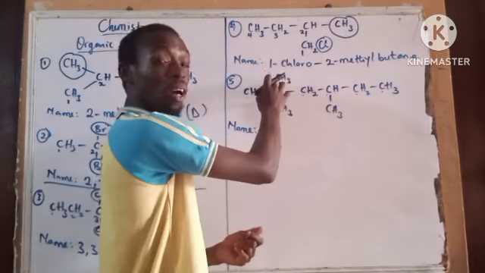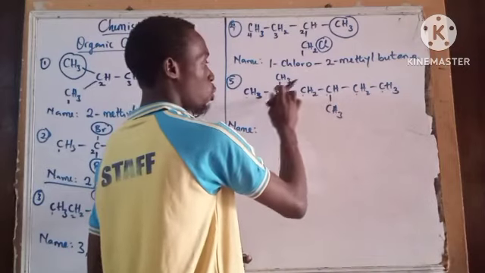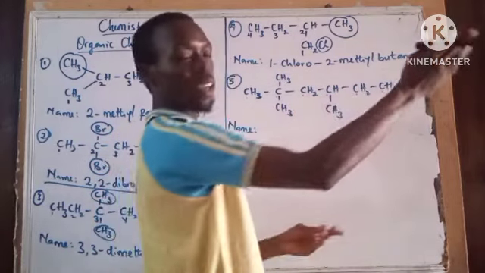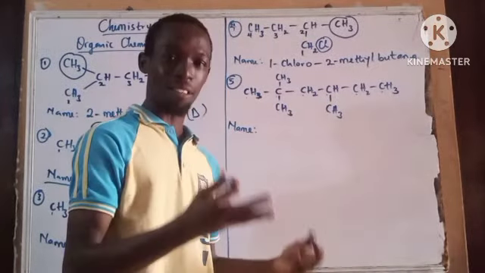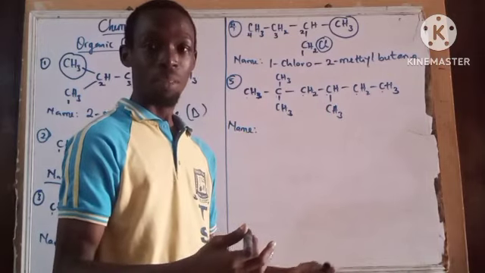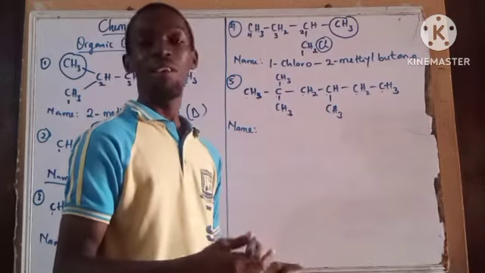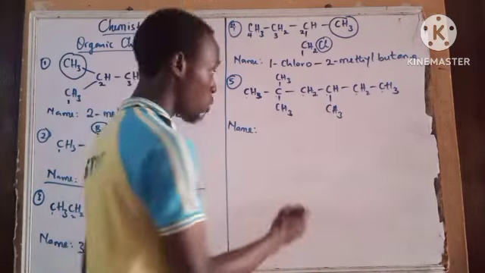Although you can also start counting here: 1, 2, 3, 4, 5, 6. It will still be 6. So here we have 6 carbon atoms, which makes it hex, and that will be hexane here because it is an alkane series. So hexane, and we have substituents attached to it.